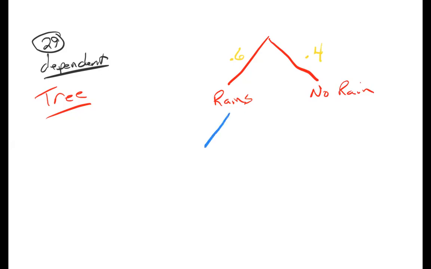So he's either going to practice or no practice. So if it rains, obviously he's going to be stuck inside. There's an 80% chance that he's going to practice his piano, which means that there's a 20% chance that he will not. Okay.